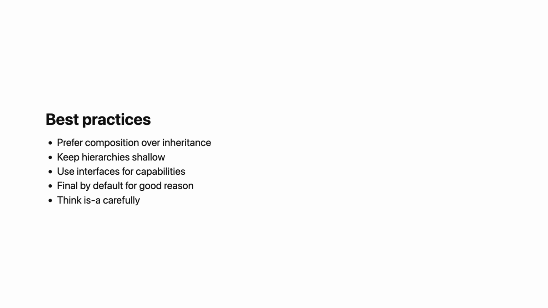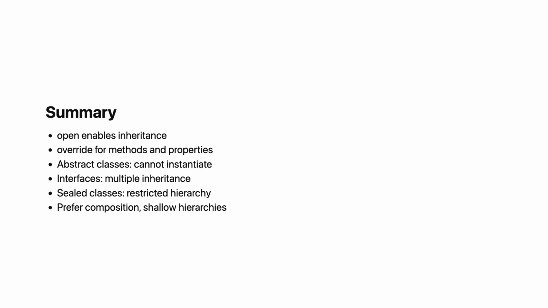Inheritance is powerful but easy to misuse. Prefer composition over inheritance. Instead of Employee extends Person, consider Employee contains a Person. Keep hierarchies shallow. Deep inheritance is hard to understand. Use interfaces for capabilities. Use abstract classes for shared implementation. Make classes final unless designed for extension. This is Kotlin's default for good reason. Think carefully. A stack is not a list, even though they seem similar. Wrong inheritance creates fragile designs.